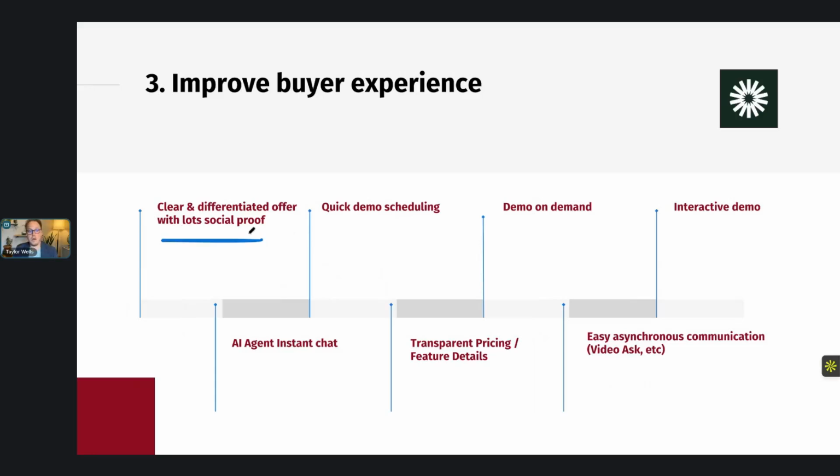A lot of people get this wrong though. They don't have lots of social proof. They don't have lots of customer testimonials. It's not differentiated. It's not clear. That's baseline. Quick schedule, a demo.